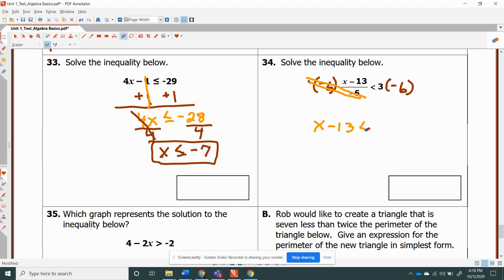Don't forget, we just multiplied by negative 6. We have to flip that inequality symbol. Did you remember to do it? X minus 13, now it's going to be greater than negative 6 times 3, which is negative 18. Now all we do is add 13 to both sides. And x is greater than negative 5. Negative 18 plus 13 is negative 5.